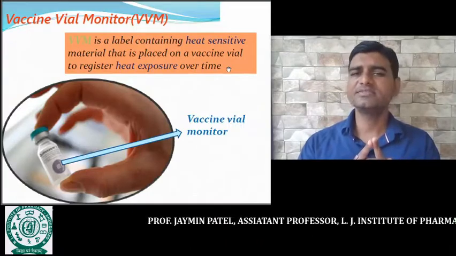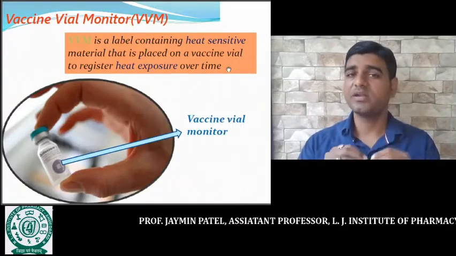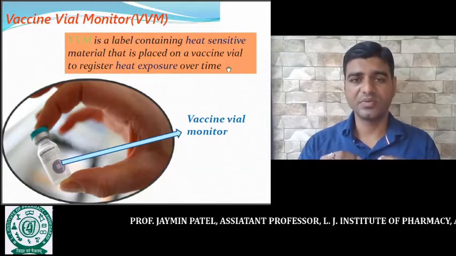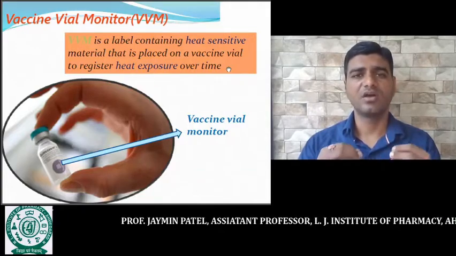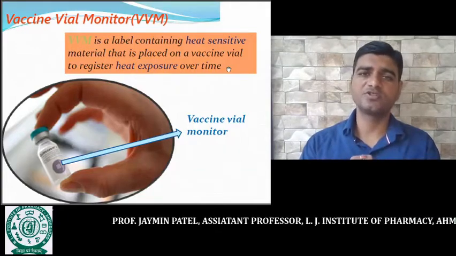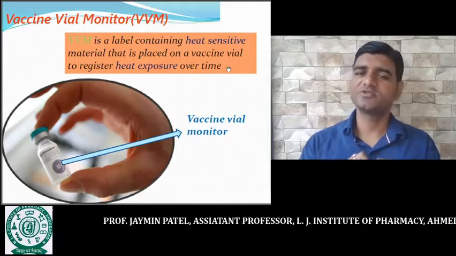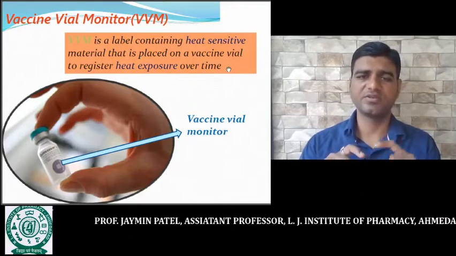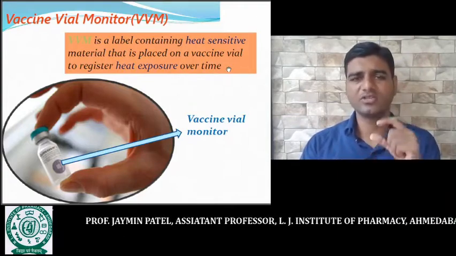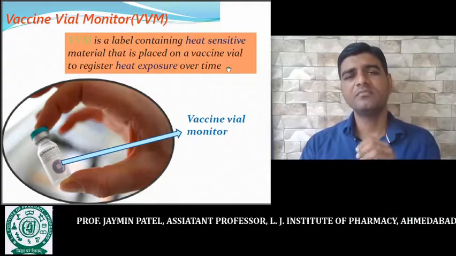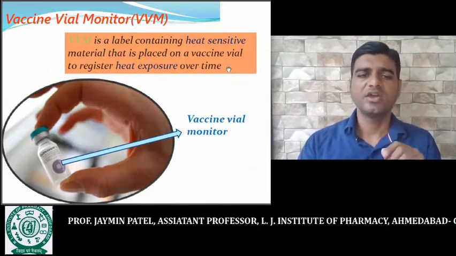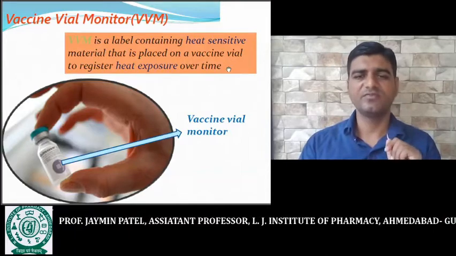Now, how can we check whether the vaccine is properly stored or not when it reaches the patient? How can we come to know whether this vaccine is properly stored? On the vials of the vaccine preparation there is a VVM, a vaccine vial monitor. You can see the picture of the VVM monitors here.